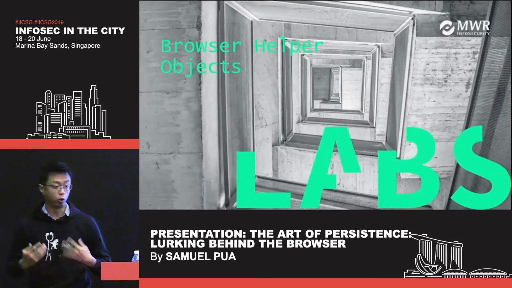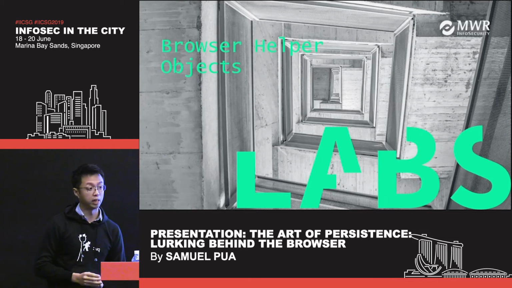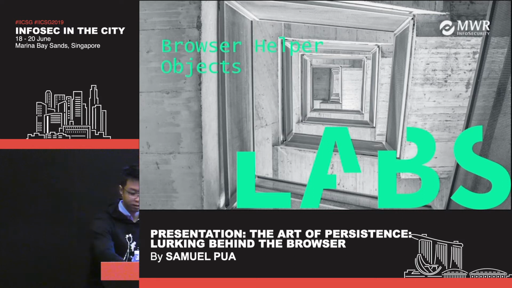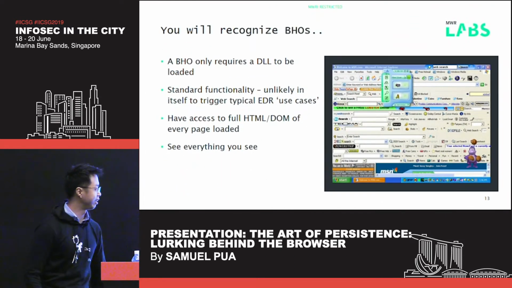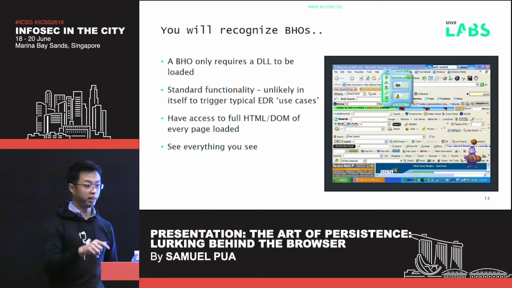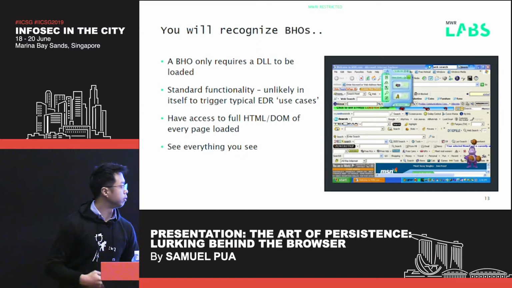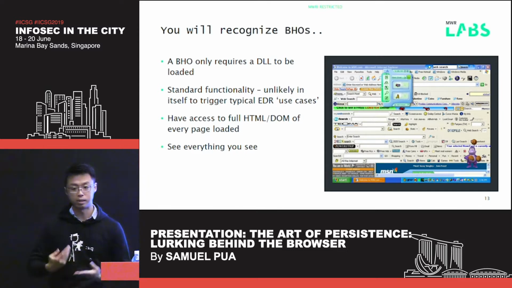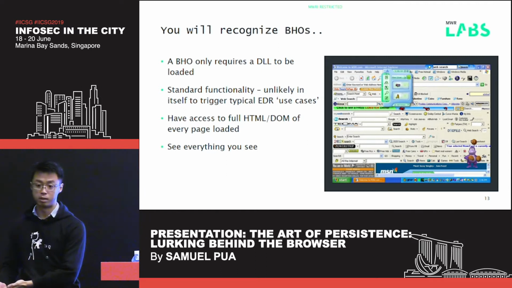And this is where we come into the browser helper object. It kind of sounds complicated. You may not have heard of it, but I'm pretty sure many of us have seen it in this room. Sometimes when your parents say the internet is slow, you open Internet Explorer and you realize, hey, there are multiple toolbars. Well, a browser helper object is a way for Internet Explorer to extend its capabilities, essentially like extensions or plugins.